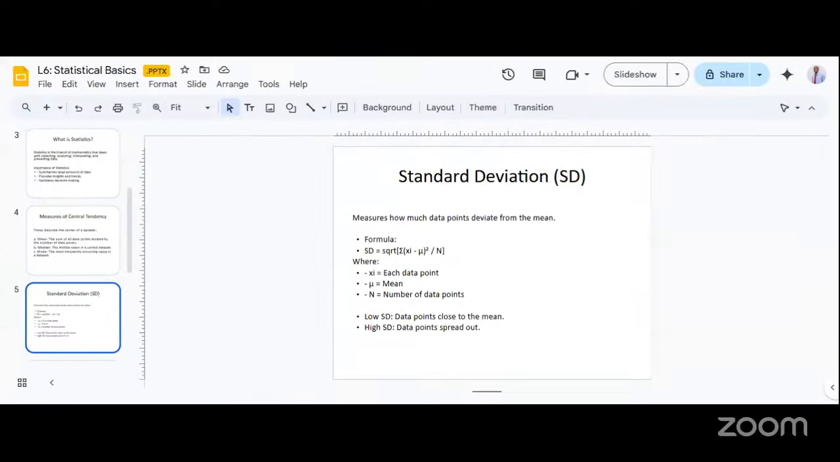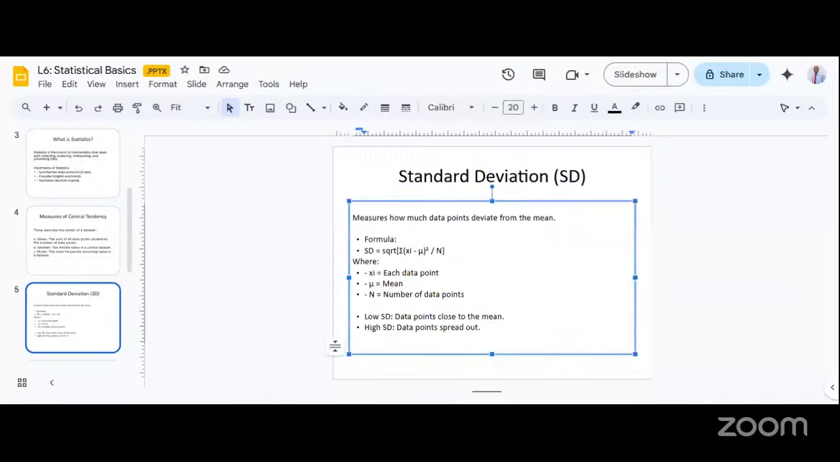So we say standard deviation measures how much each data point deviates from the mean. Statistically, this is the formula, the one below here. It might seem confusing; these are scientific notations. Basically, what this means is that the standard deviation is the square root of the sum of the squared differences between each data point and the mean, divided by the number of data points.